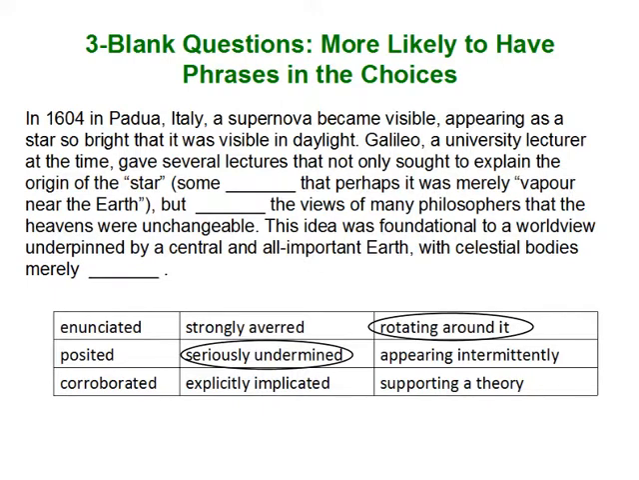Intermittently has nothing to do with it in supporting the theory, even though there's this talk of foundational, underpinned. We have no evidence that these celestial bodies themselves are supporting any kind of theory.